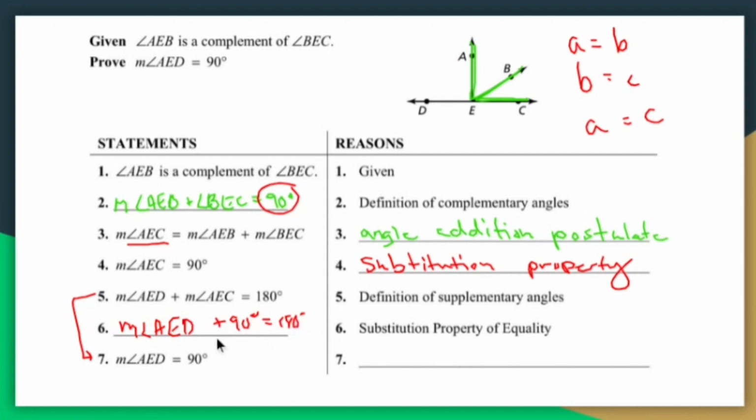How do I do that? Well, if I subtract 90 from both sides, then AED equals 90. So what am I going to do? The subtraction property of equality. Subtraction. Ugh, looks terrible. Property of equality. And so there's my proof.